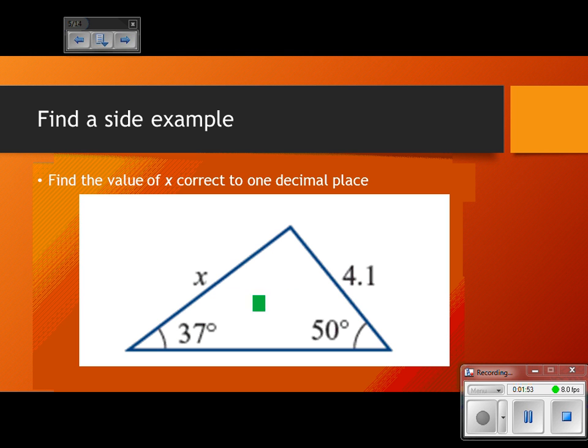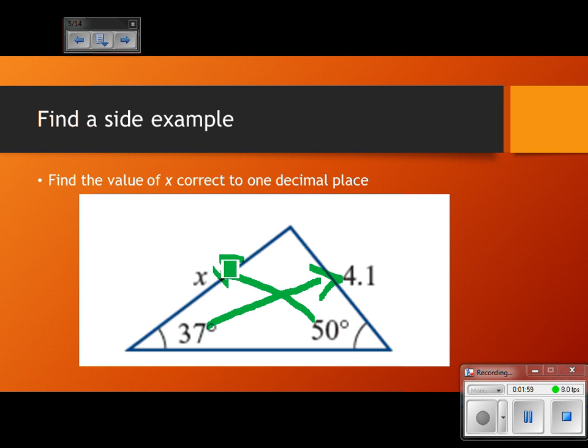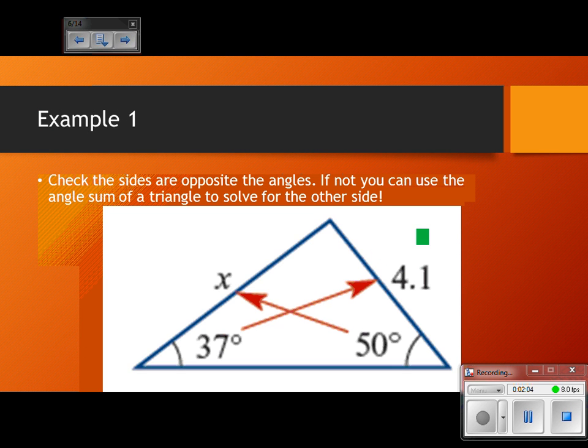Right, here's an example. We need to find a side. This one is opposite this one, and this one is opposite this one. So, check that they're opposite each other. If they weren't, we could work out this side using the angle sum of a triangle. Remember, in all triangles, the internal angles add to 180 degrees.